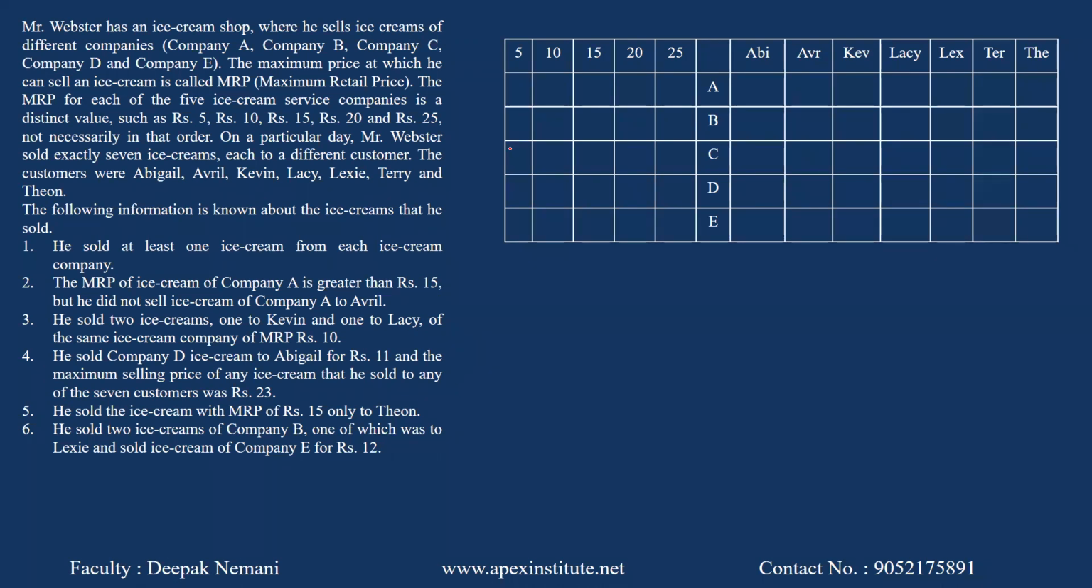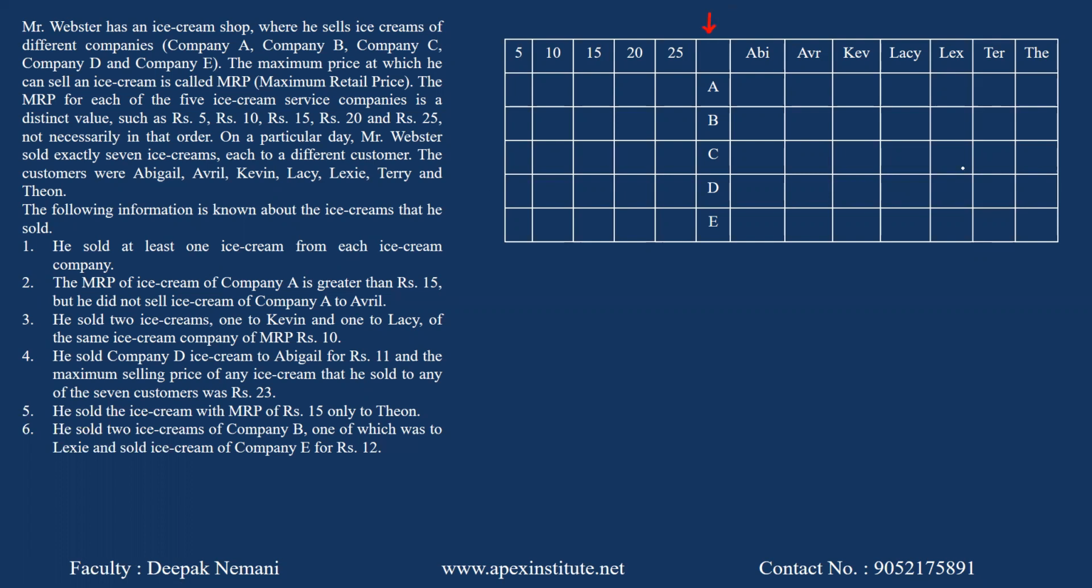On a particular day, Mr. W sold exactly 7 ice creams, each to a different customer. So I have considered the type of ice creams in the column, the MRP prices to the left, and the customers to the right. Now the following information is known about the ice creams that he sold.